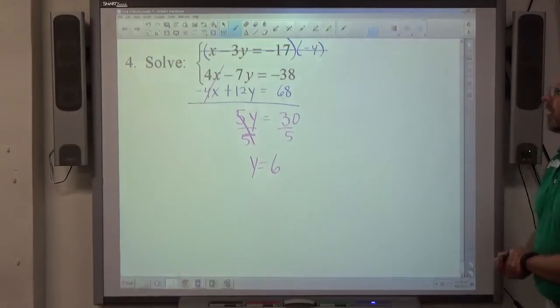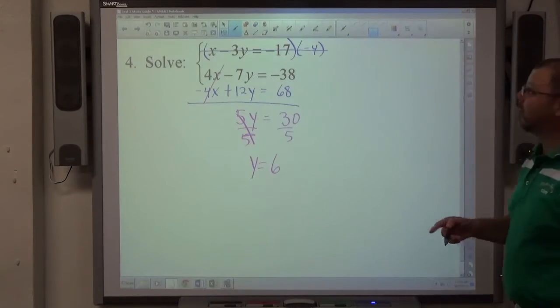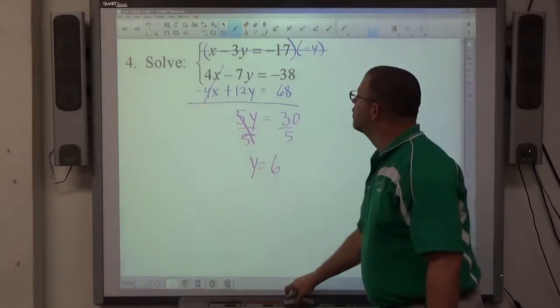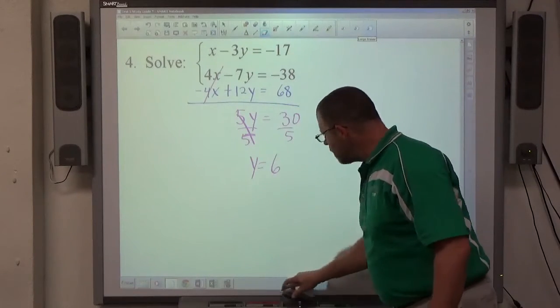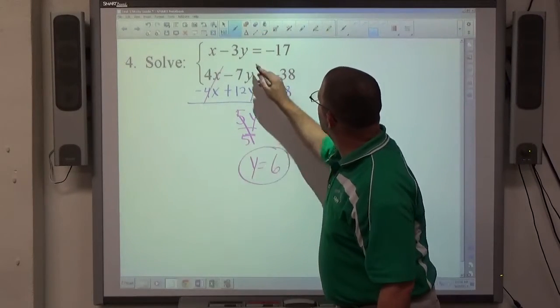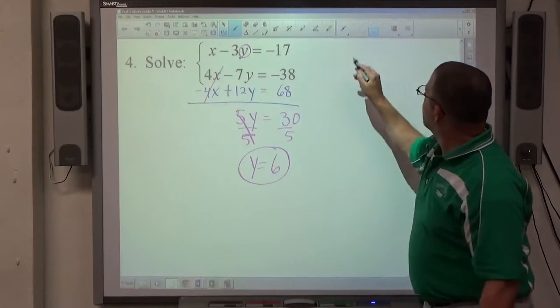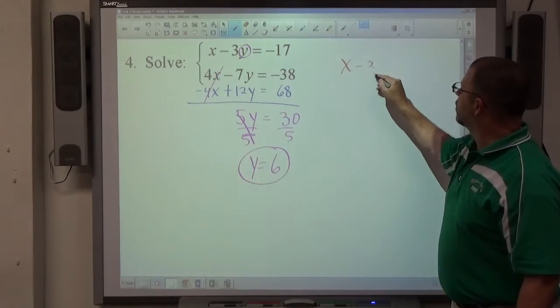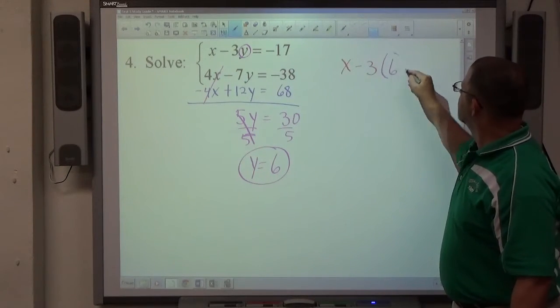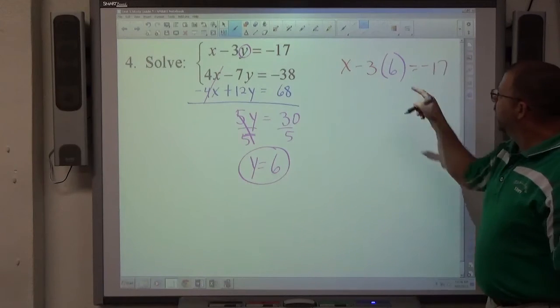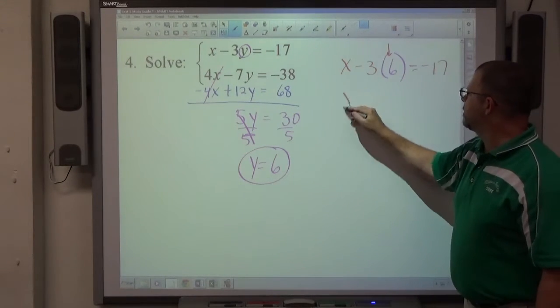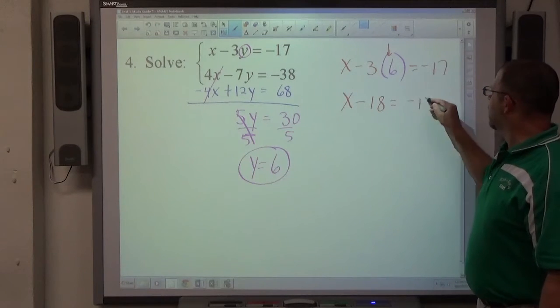Once we know what y equals, I can go back to find x in any equation. I'm going to take the top equation, it just looks smaller. This time we know what y equals, so this is what we're replacing. So I'm going to get x minus 3y equals negative 17. All right, again, replacing y with a 6. So x minus 18 equals negative 17.